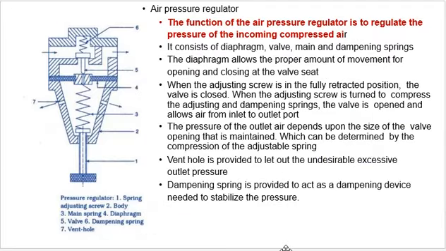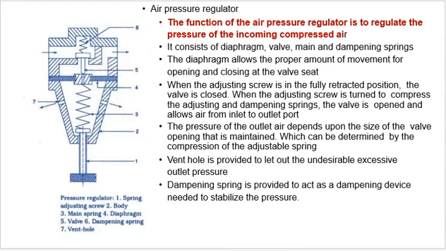Then if you talk about the third part of the pneumatic system, that is the air pressure regulator. Previously we have seen the filter, which filters out the air, then the second part lubricates the air, and the third part now regulates the pressure of that air. So the function of the air pressure regulator is to regulate the pressure of the incoming compressed air.